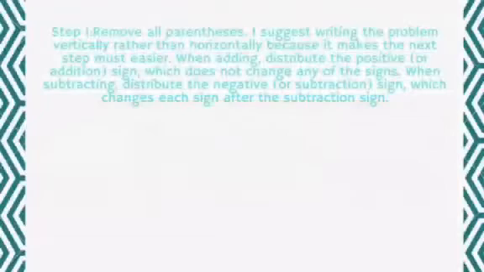Step 1. Remove all parentheses. I suggest writing all the problems vertically rather than horizontally because it makes the next step much easier. When adding, distribute the positive sign which does not change any of the signs. When subtracting, distribute the negative sign which changes each sign after the subtraction sign.